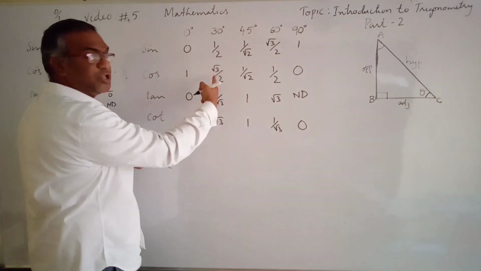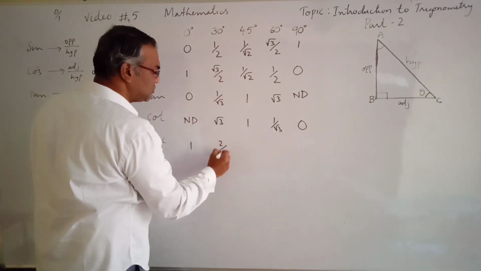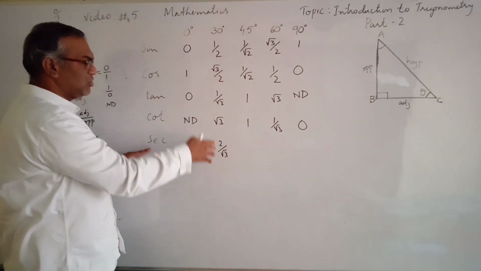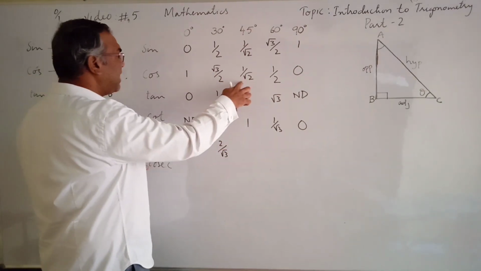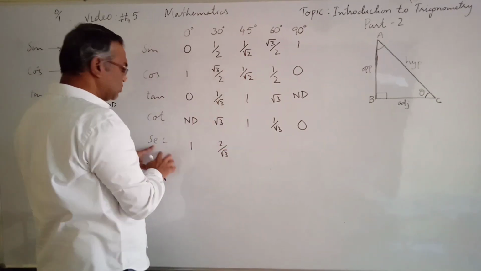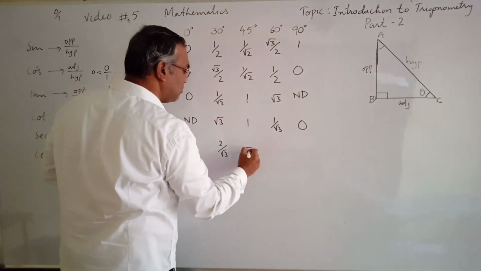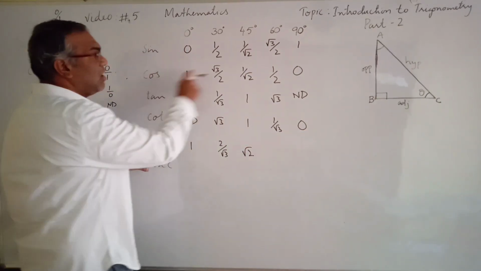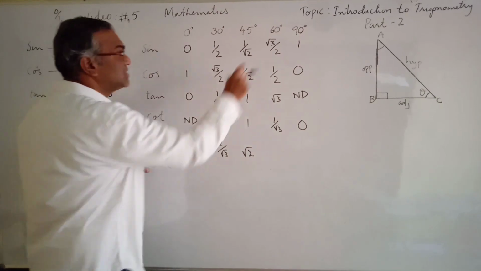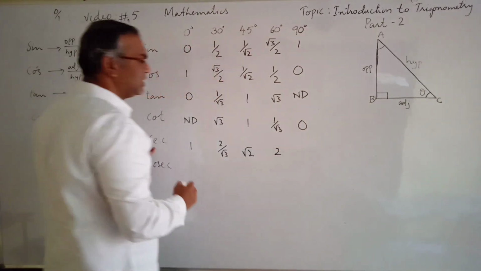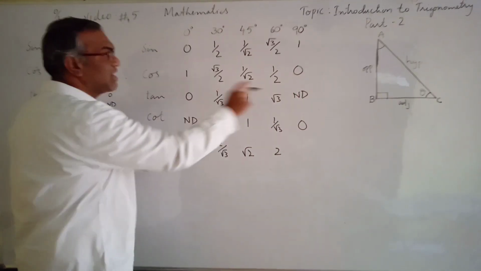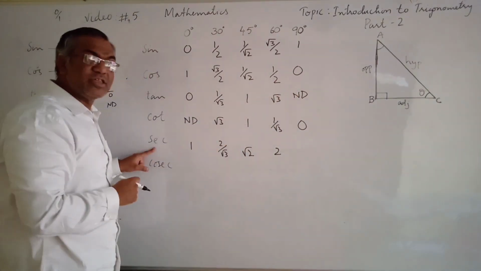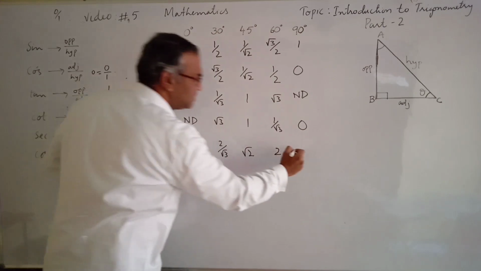Cos 30 is root 3 by 2. Sec 30 will be 2 by root 3. Cos 45 is 1 by root 2, so sec 45 will be root 2 by 1, that is root 2. Cos 60 is 1 by 2. Sec 60 will be 2 by 1, that is 2. Cos 90 is 0. So sec 90 will be the reciprocal of 0, which is not defined.